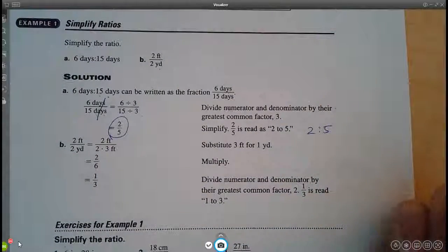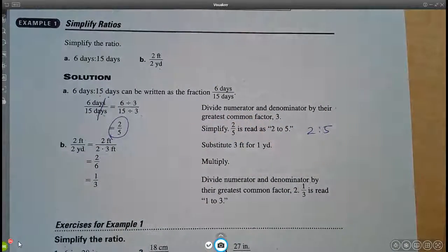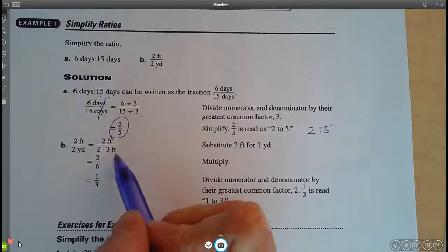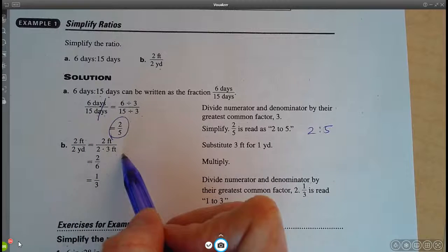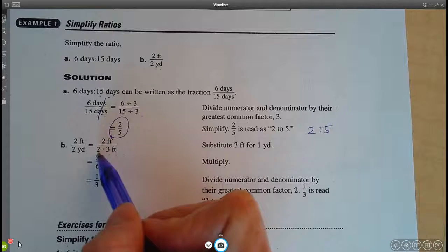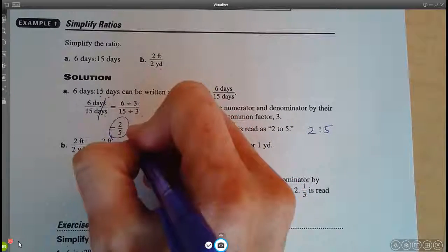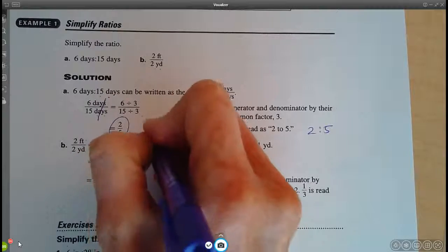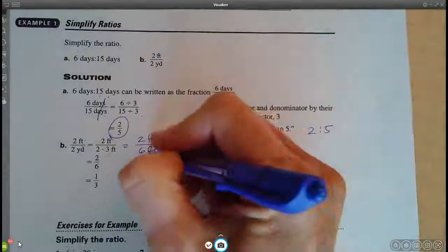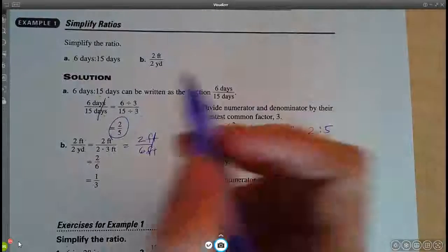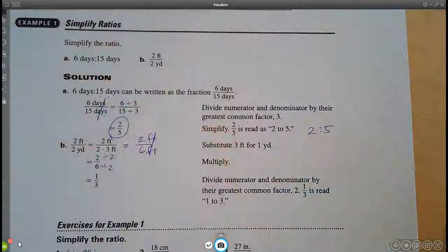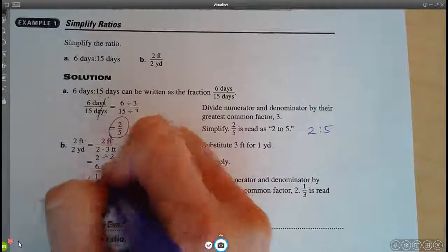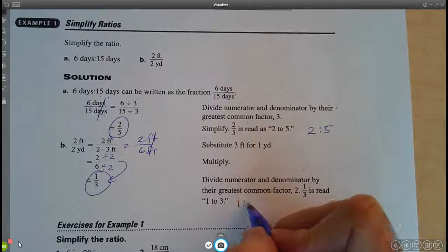The second one's a little different, however, because the units are different. So we can't just cancel them out. We need to do a little conversion. It's easier here to convert the yards into feet. Each yard is 3 feet. We've got 2 of them, so 2 times 3. We end up with 6 feet. So 2 feet over 6 feet. Now the units can cancel out. I'm then left simplifying 2 over 6, which of course are divisible by 2, to get to 1/3, or 1 to 3, or 1 colon 3.